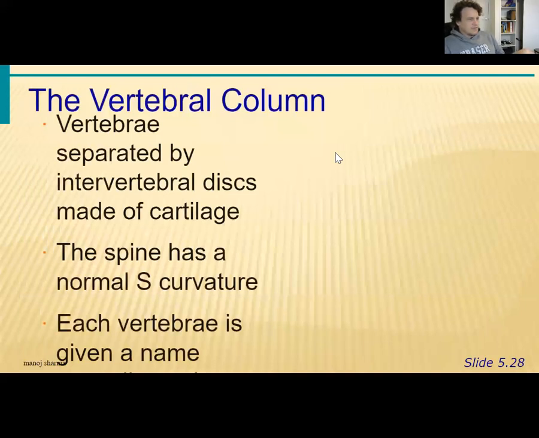So, the vertebral column is supported by intervertebral discs made of cartilage. It has a normal S curvature here. Each of the vertebrae is given a name. So you've got cervical up here, thoracic here, lumbar here.